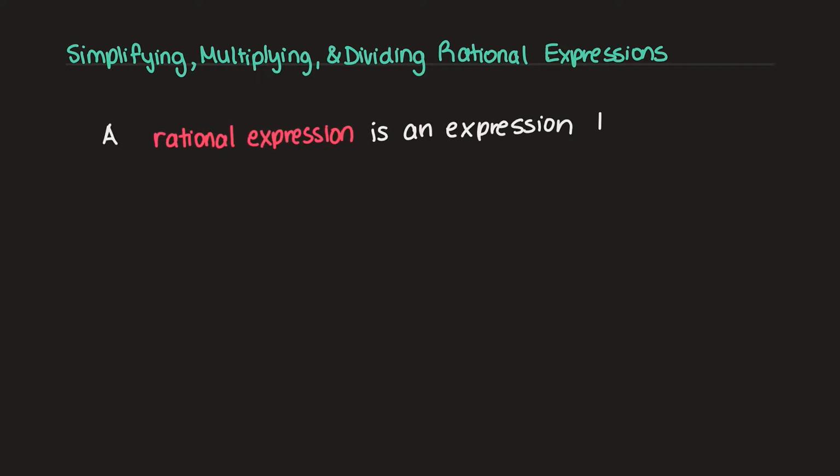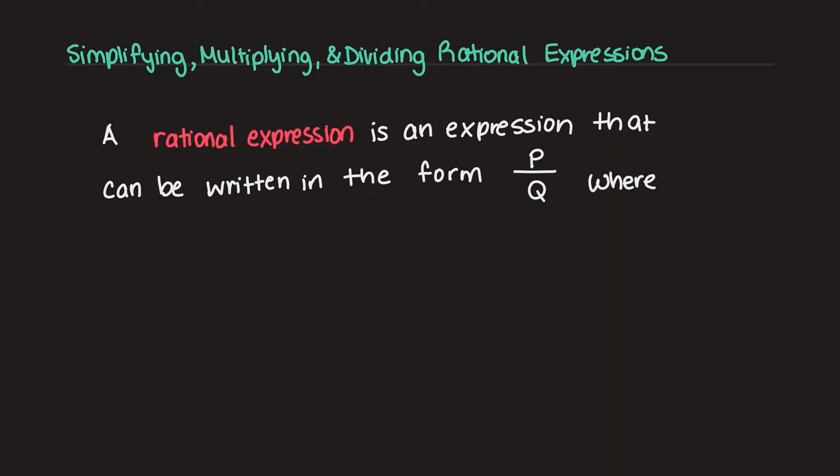Hey guys, in this video we will be going over how to simplify, multiply, and divide rational expressions. So let's begin with defining what a rational expression is. A rational expression is an expression that can be written in the form p over q, where p and q are polynomials, and of course, q is not equal to 0.